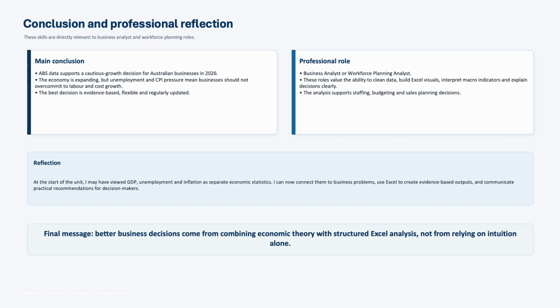To conclude, the ABS data supports a cautious growth decision for Australian businesses in 2026. The economy is expanding, but unemployment and CPI pressure mean businesses should not overcommit to labor and cost growth too quickly. The best decision is evidence-based, flexible, and regularly updated.